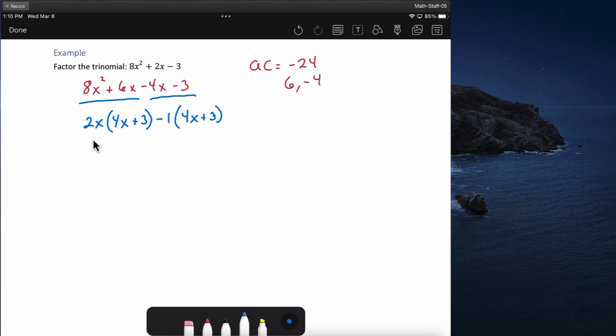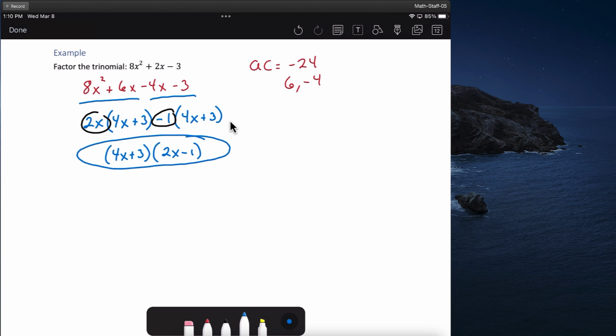Notice now that those two parentheses are identical. That's a good indication that we're doing something correct. So we're going to refactor. The greatest common factor now is 4x plus 3. And when we factor out the 4x plus 3, we're going to be left with 2x minus 1. And now we have factored the original trinomial. If you want, you can distribute that out and make sure that once you combine like terms, we get what we started with. It's always a good idea to check if you have time.